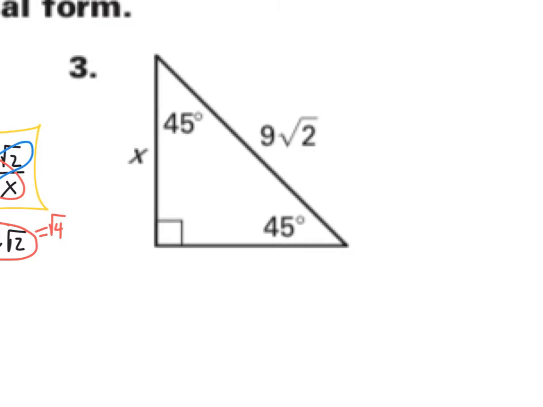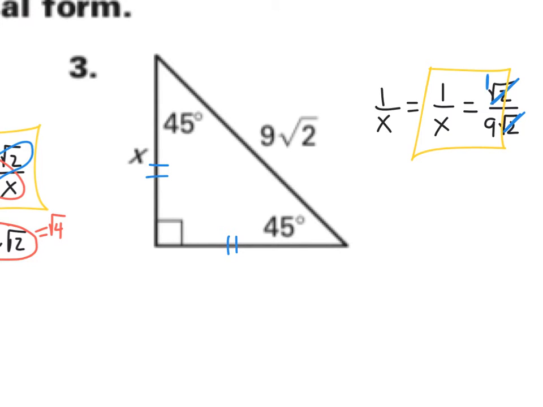Number 3. For number 3, again, these are the legs. Those are congruent. So the hypotenuse is 9 square root of 2. 1, 1, square root of 2. So I have x, x, and then 9 square root of 2. Always, always, always reduce down your fractions. And so I get 1/9. And so now, when I grab that proportion and cross multiply, I have x equals 1 times 9.